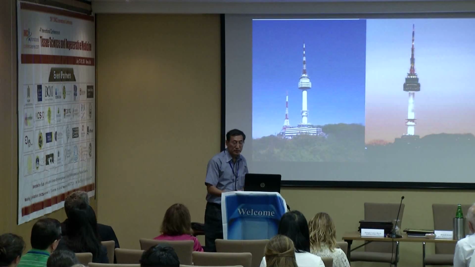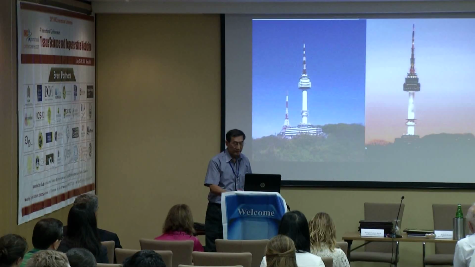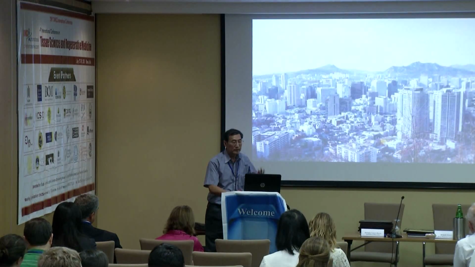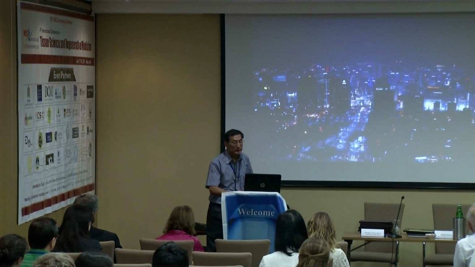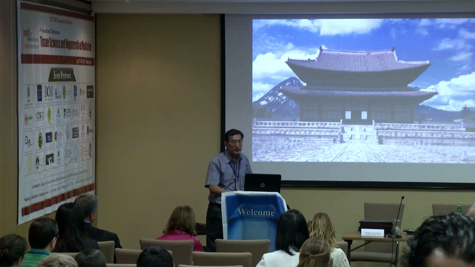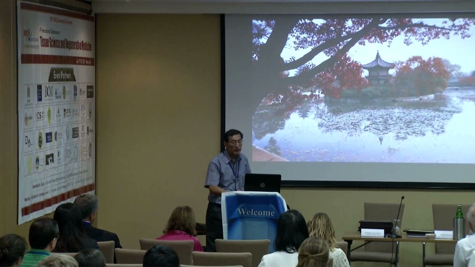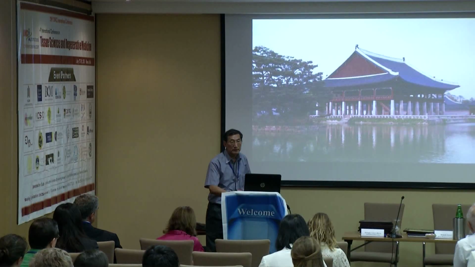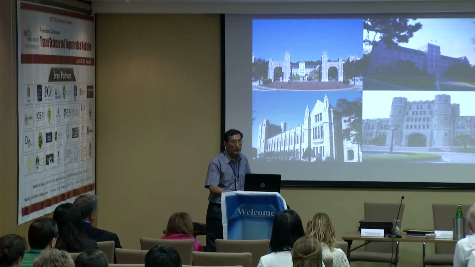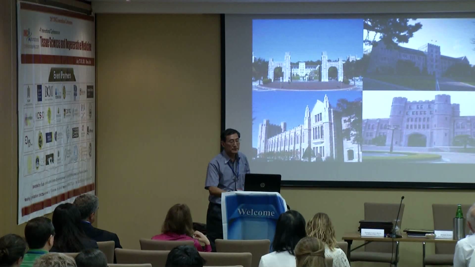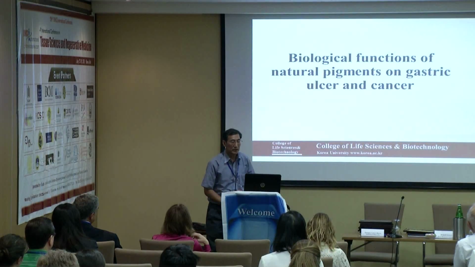This is Seoul, Korea, and the Namsan Tower, and this is the southern part. This is the northern part. There's a king, the Garden of the King. It's a garden party. This is Korea University, the entrance and main campus.